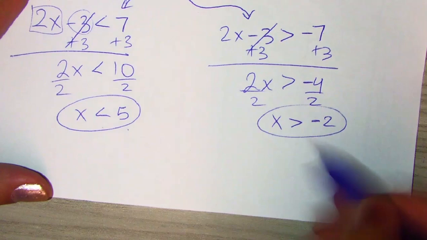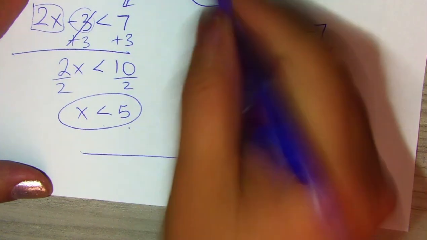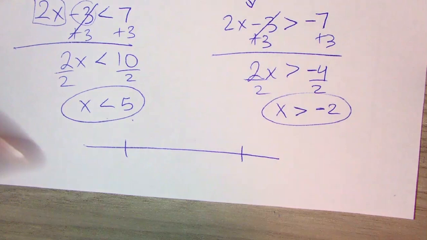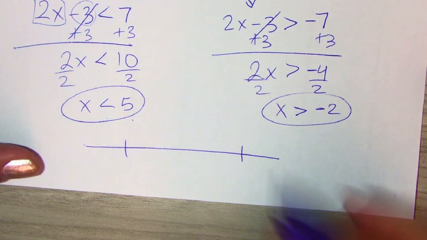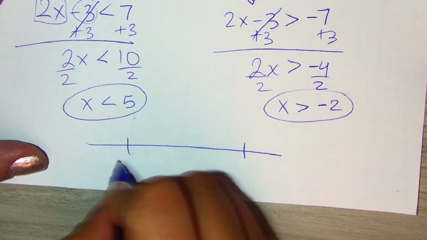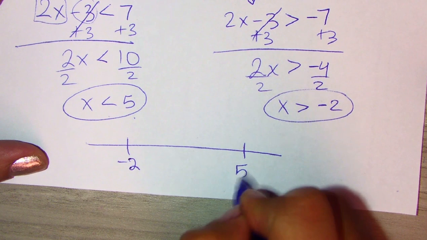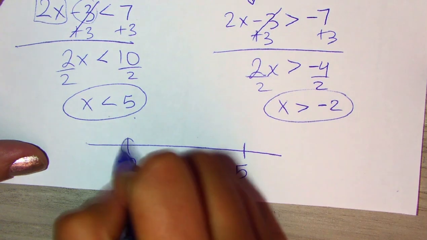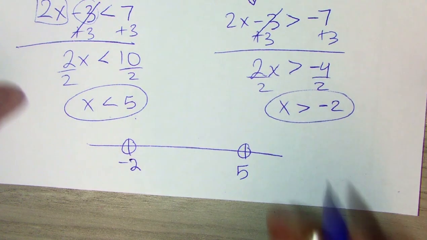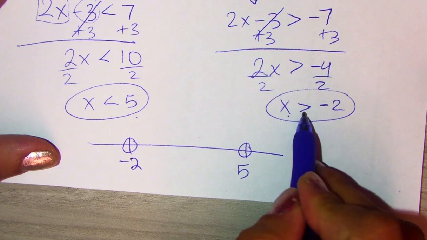So there's a lot of answers that could make this inequality true. So we're going to just write those on a graph number line. Between these two values, negative 2 will go first because of least to greatest. And then we put a circle representing this is where we stop. x is greater than negative 2.